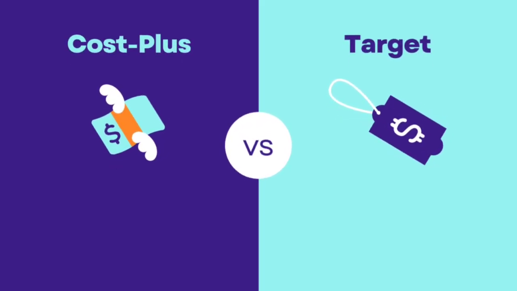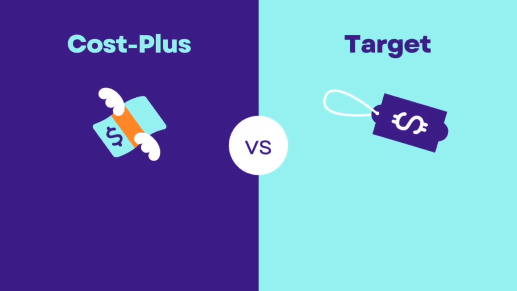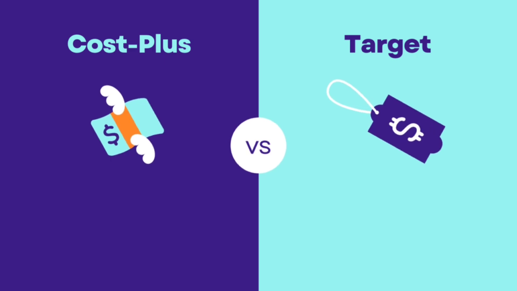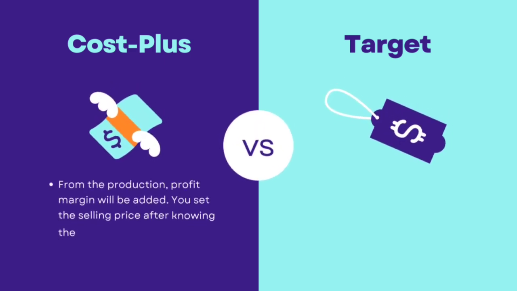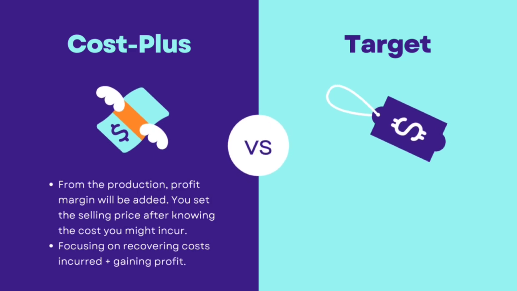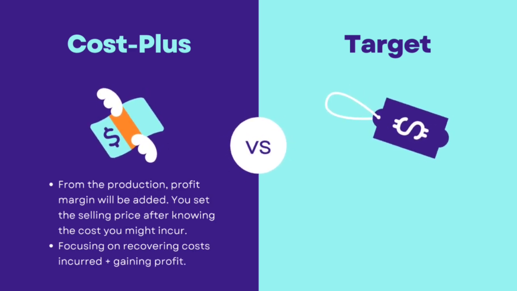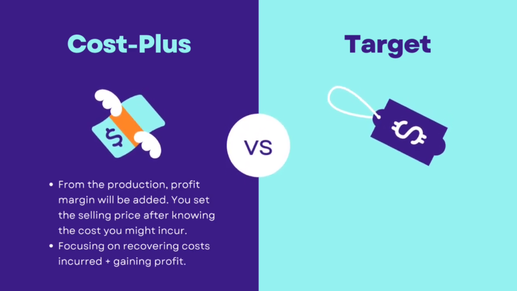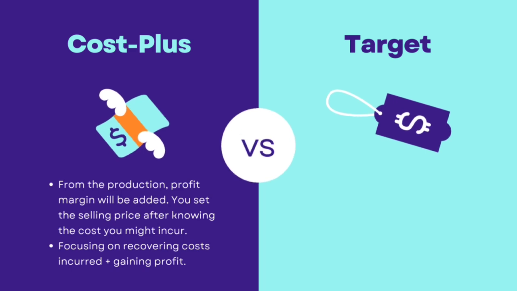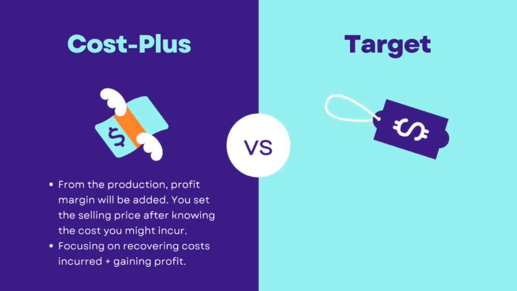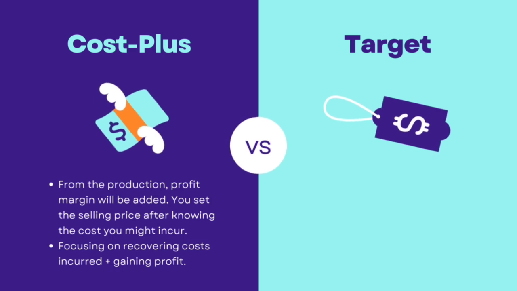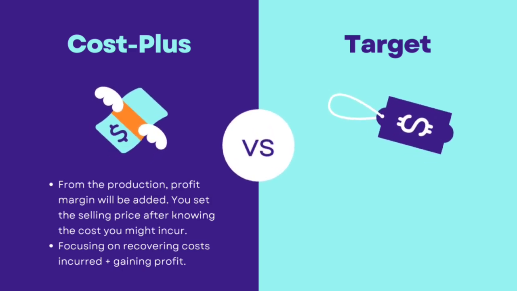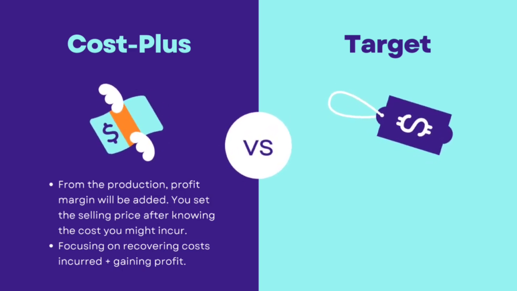Now, let's talk about target costing and how it compares to cost plus pricing. First, with cost plus pricing, the company looks at how much it will cost to produce the product. After knowing the cost, profit margin will be added. So, the selling price is set after knowing the cost you might incur. The focus here is mainly on recovering the cost incurred and gaining profit.